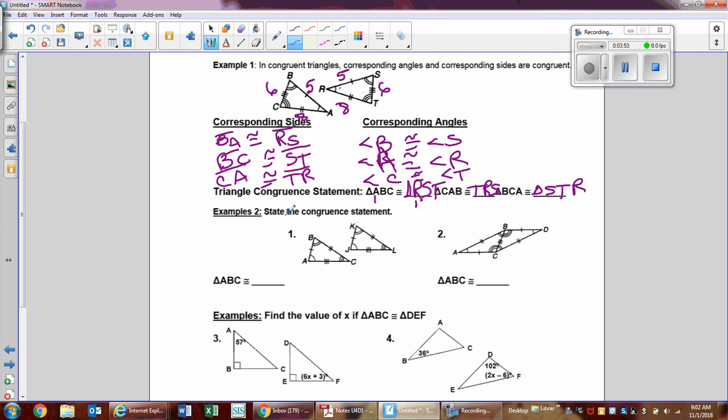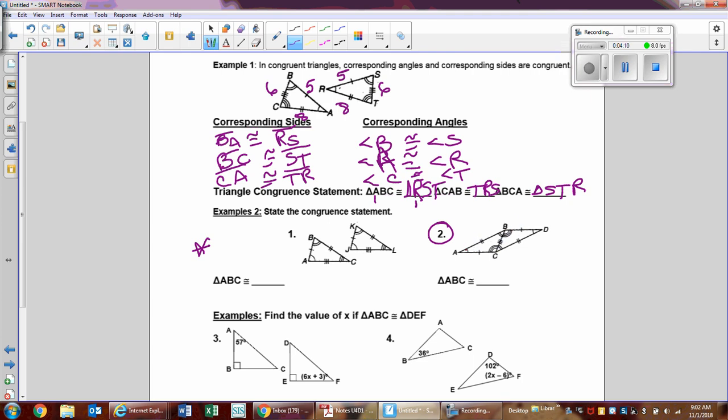So state the congruent statement in this case. I'm going to skip number 1 for you guys to do. What is ABC congruent to? But I will do number 2 for you, because this is where you also need to be careful because of the common line here, BC, right?